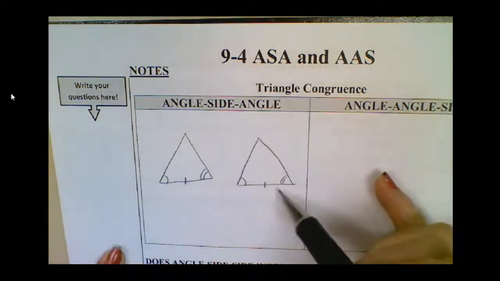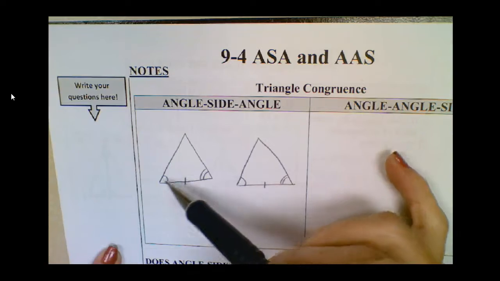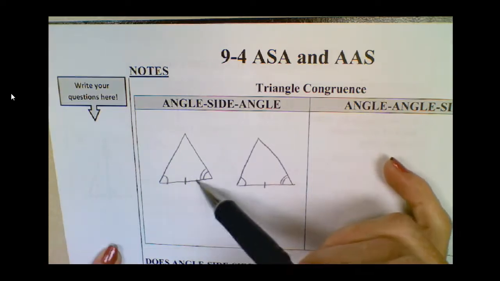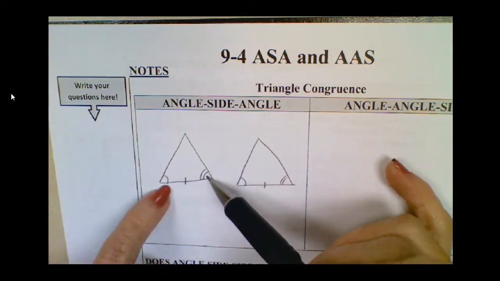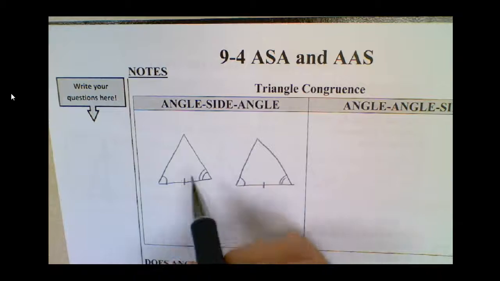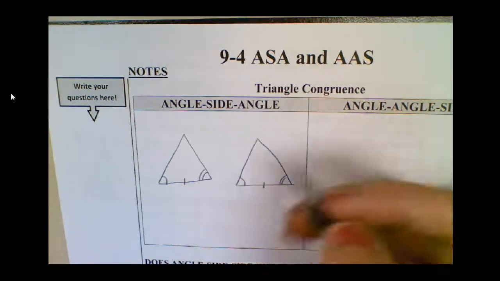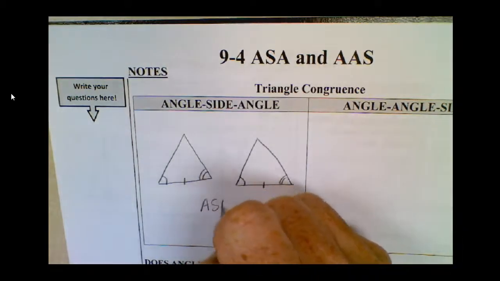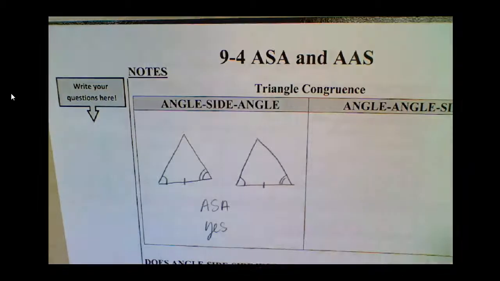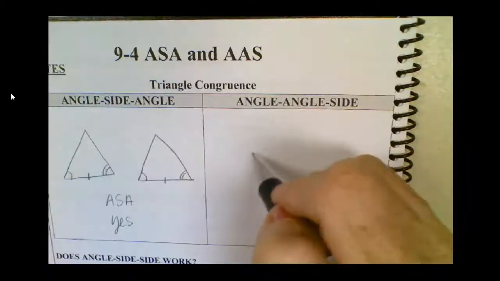So the first thing you need to ask yourself is, would I have a side in between the two angles? And I definitely do have that. So I have angle, side, angle, and angle, side, angle, which definitely works. So yes, we can have angle, side, angle. Now what about angle, angle, side?